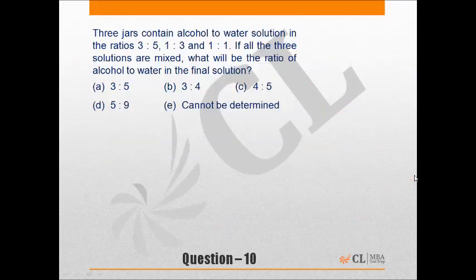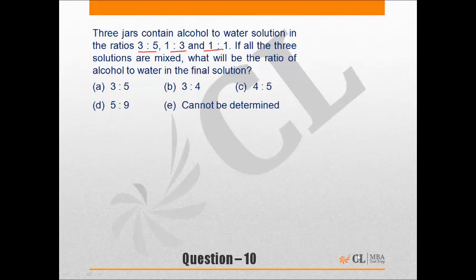Question 10. 3 jars contain alcohol to water solution in the ratio of 3:5, 1:3 and 1:1. If all three are mixed, what will be the ratio of alcohol to water in the final solution? Are we given the quantity or volume of each of them?